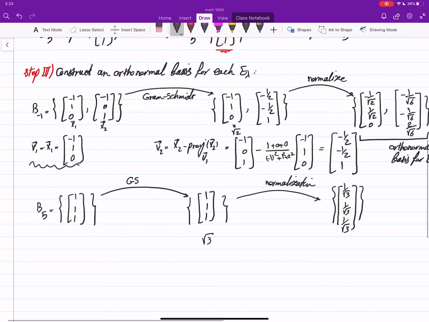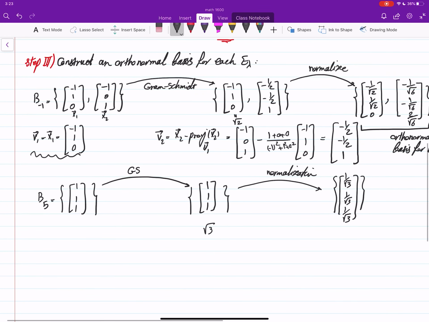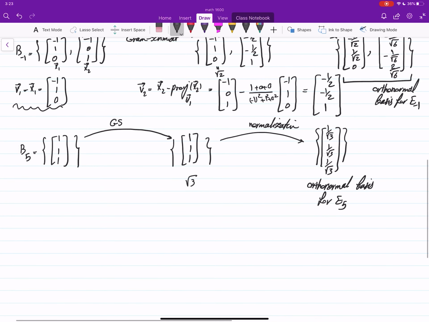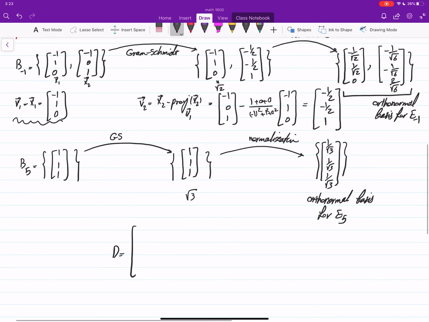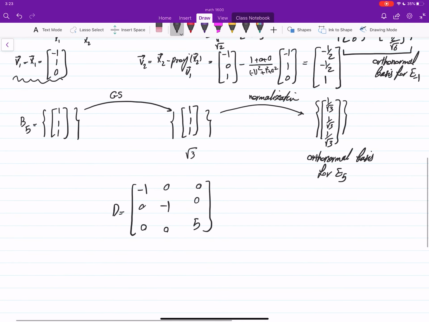So we have now, obviously, okay, let me write this one also. This is an orthonormal basis for E of 5. Now that we have everything, D is going to have lambda equal to negative 1, but we had 2 of those. The multiplicity of negative 1 was 2 and of 5 was 1. So that's D. How about Q?